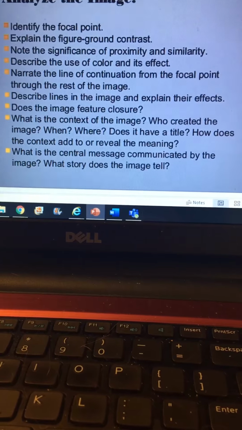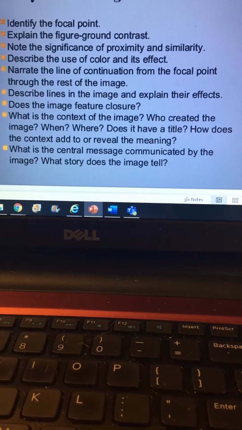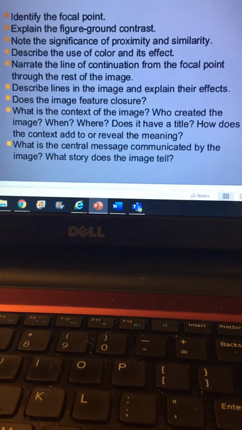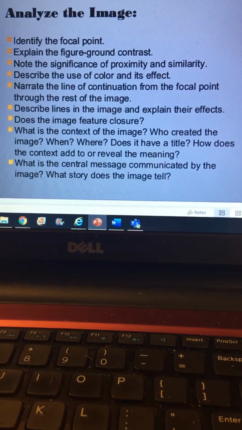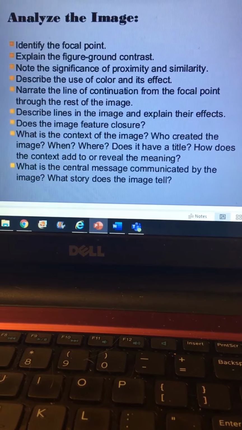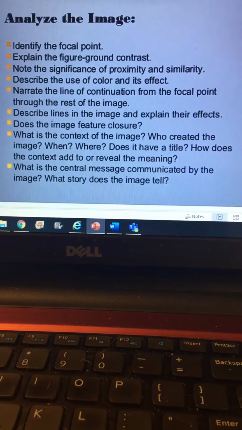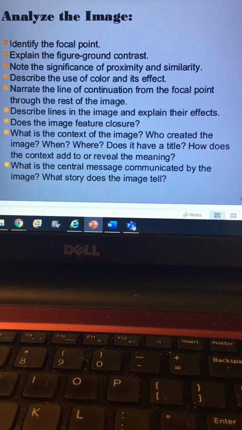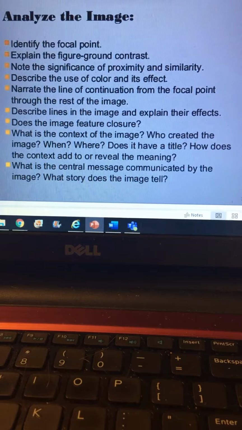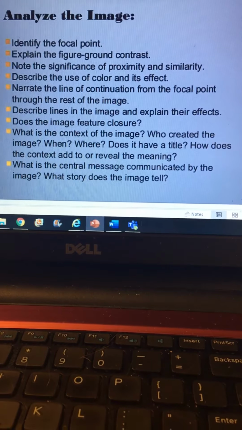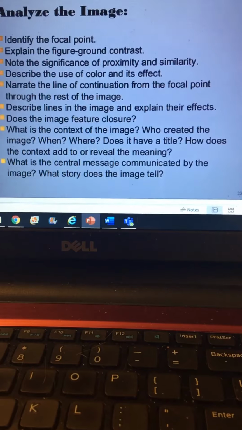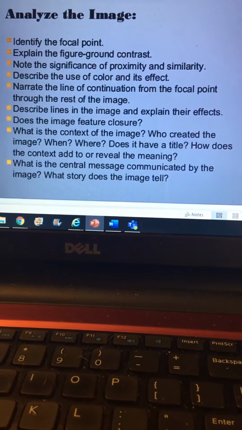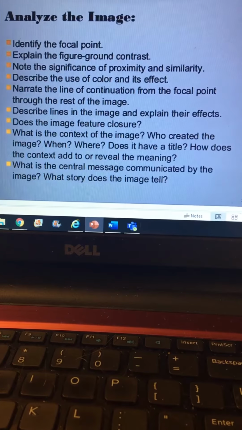Next, you're going to describe the lines in the image and explain their effect. Meaning, are there certain things drawn in a linear way, or certain images that have wavy lines or thick brush strokes, or maybe they're dots? What does that mean in this image? What effects do they have?